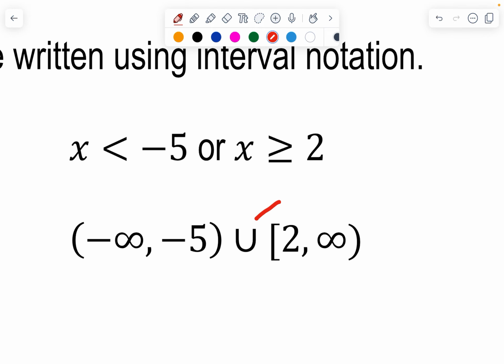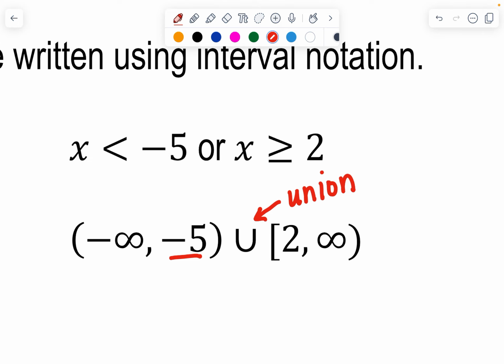For an or inequality, we use the union symbol. Union looks like an upside down U, union, and it means or. So it's going to be this or that, right? So x values less than -5. To write x values less than -5, here's your -5, but it's less than. So it's to the left, so negative infinity to -5. And we're not including the -5.